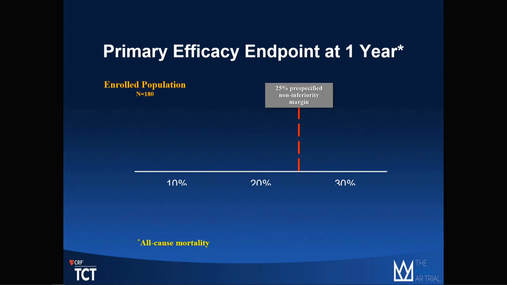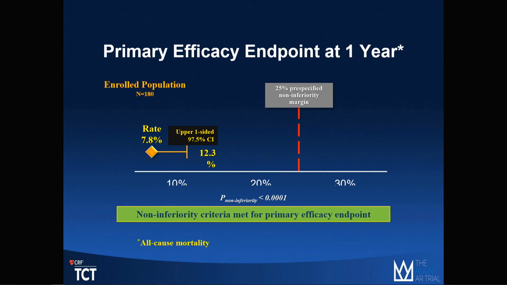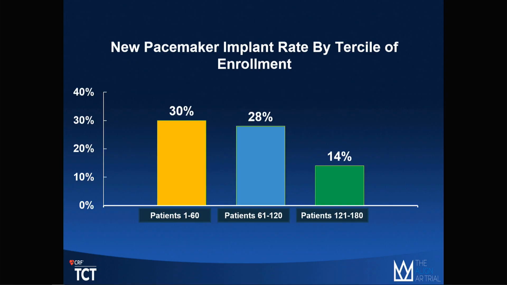So not only did we meet the early, but we also met the 1-year efficacy endpoint, which with a 7.8% all-cause mortality, and that's at 1 year. Quite amazing, I think, for high-risk patients across the board. So the pacemaker rate has come down.